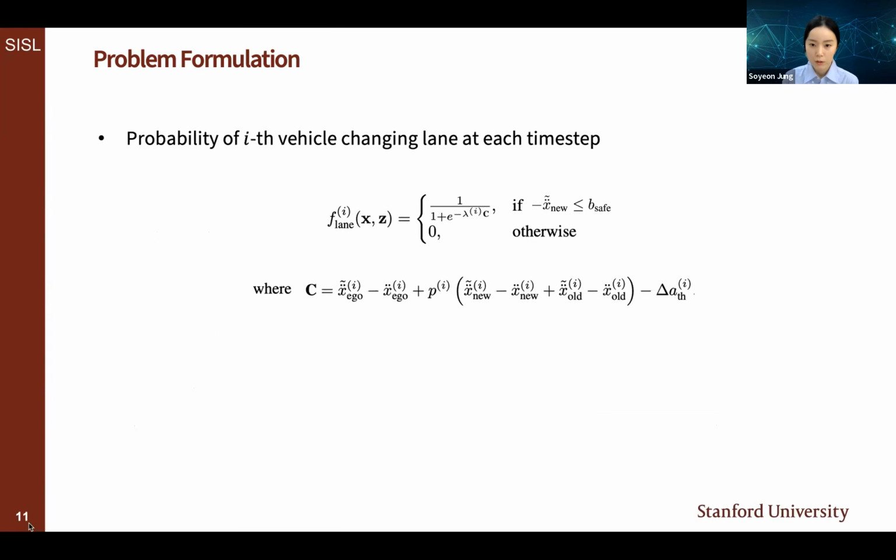Assuming the latent variables are given, we can compute the probability of a vehicle changing lane at each time step, denoted by F lane. In this page, I omitted the notations for the time steps. I used a sigmoid function to replace the hard constraint of MOBIL with a soft one. This incorporates stochasticity of the lane changing behavior into our model. Here, lambda is the parameter that governs the degree of preference for lane changes.